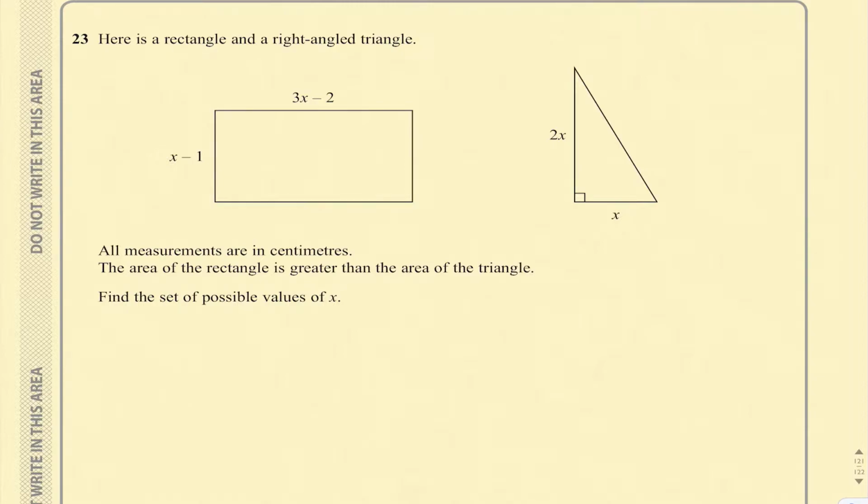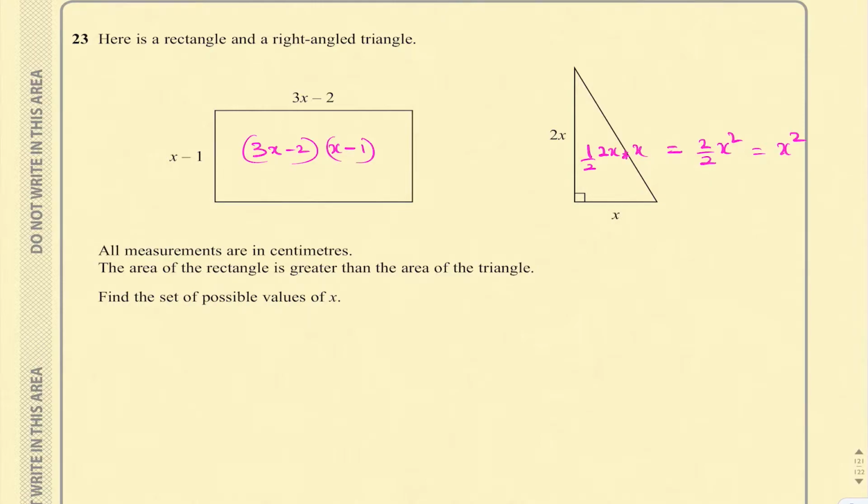So the area of the rectangle is 3x minus 2, that's the length, times the height, which is x minus 1. That's the area of the rectangle. The area of the triangle is a half base times height, so a half times 2x times x, and half times 2 is 1, and that is x squared.